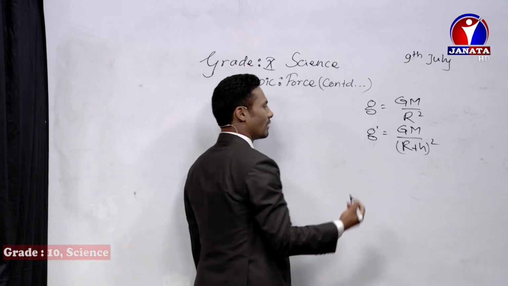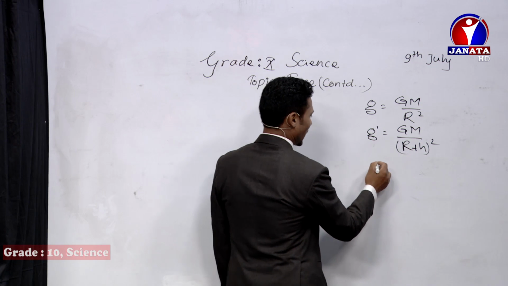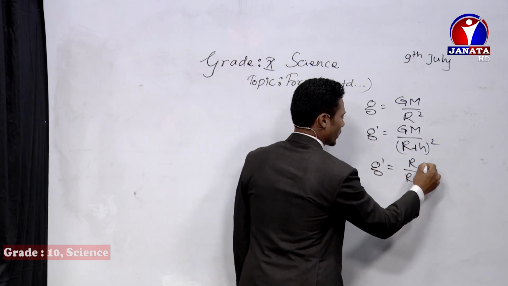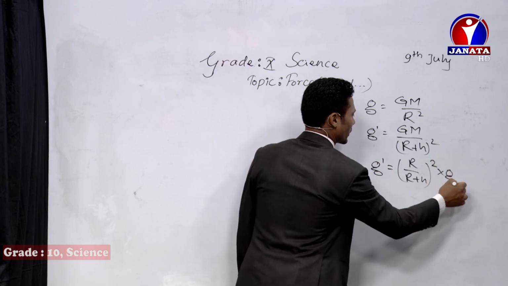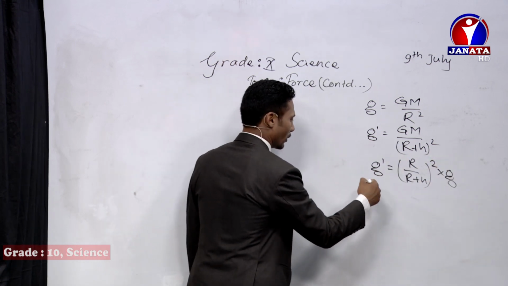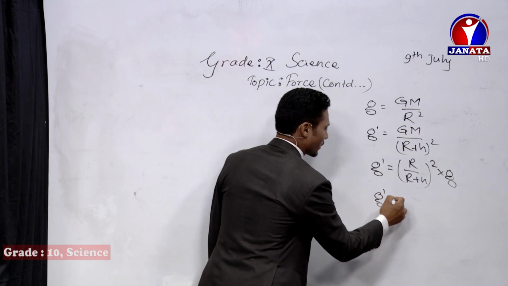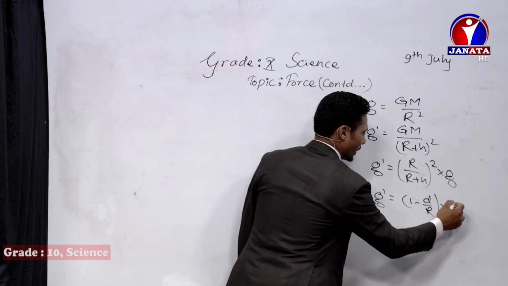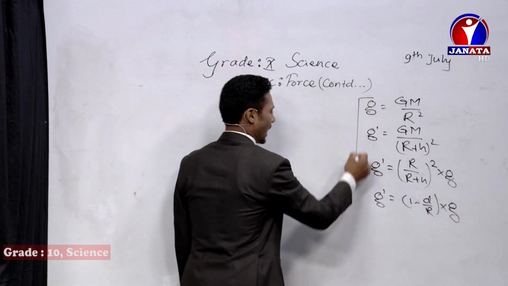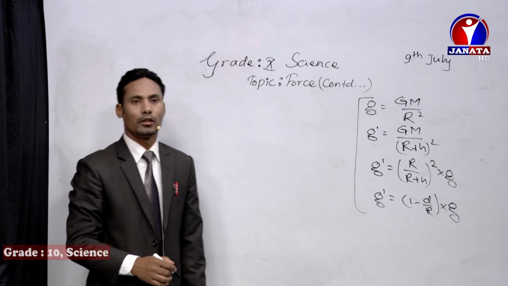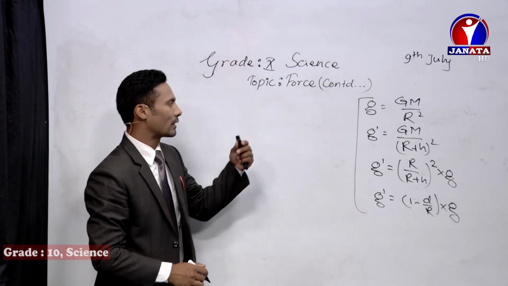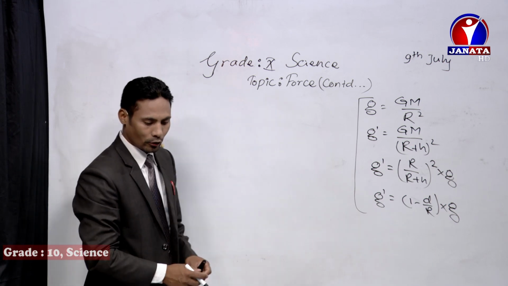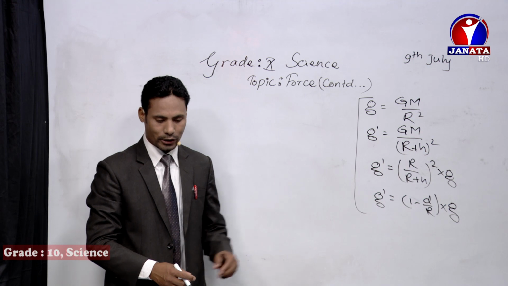And we have also derived the relation between this g and g'. That is, g' equals R by (R plus h) to the whole square into g. And one more relation we have learned previously is g' equals (1 minus d by R) into g. So these relations we derived in the previous class. Today we will solve some numerical problems related to these formulas. You can see them on the screen also.